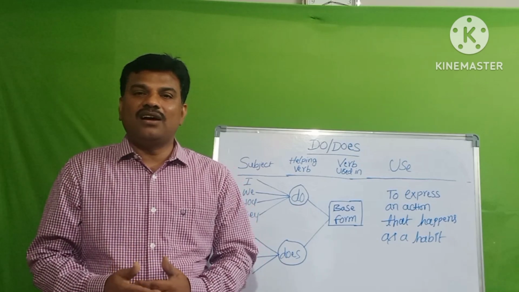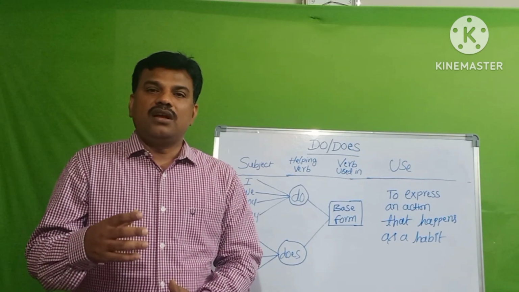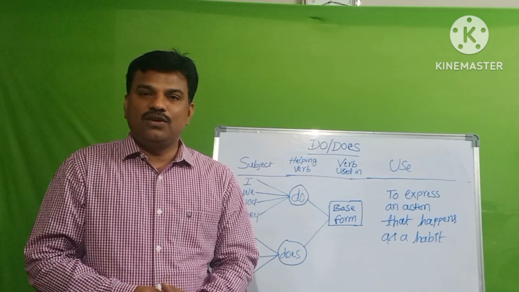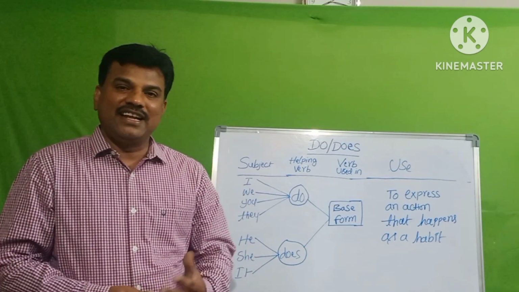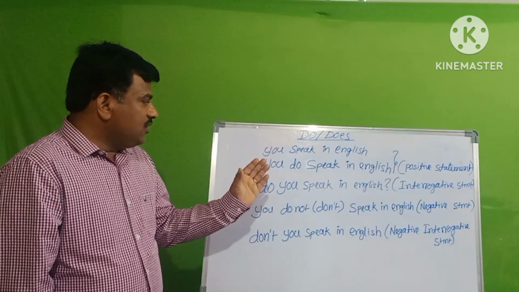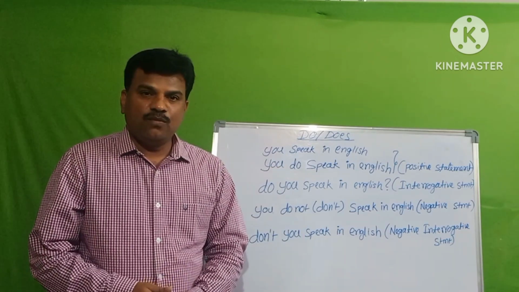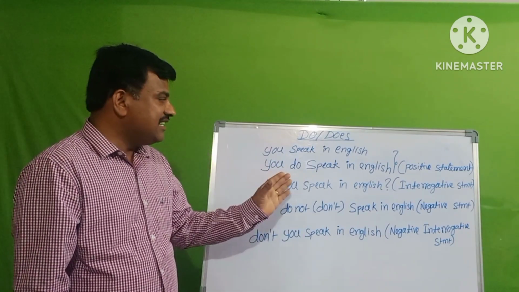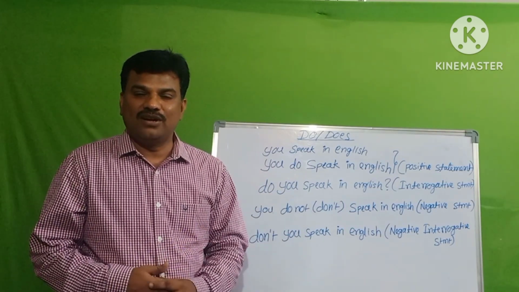So these are examples with do and does. When you want to give guarantee to your statement, we use these helping verbs. Now let us see one example with this. You speak in English. You do speak in English. Both give the same meaning. Only in the second statement there is emphasis.